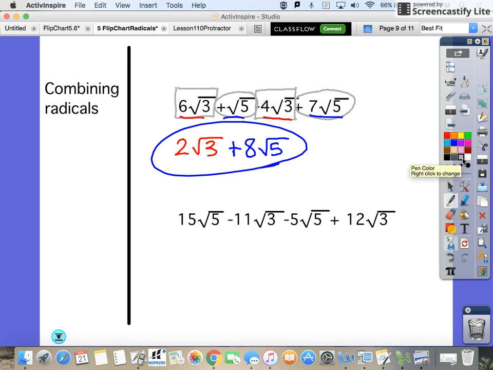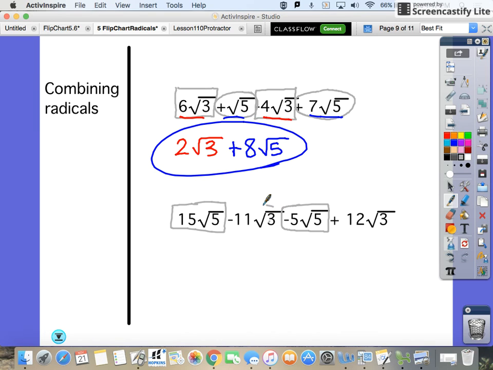Pause it if you want to try this next one yourself. So I see a root 5. I'm going to use a square for that one. Here's another root 5. I need to include the sign in front.